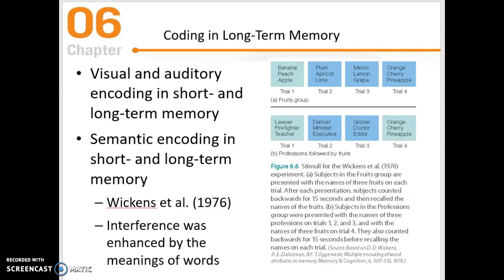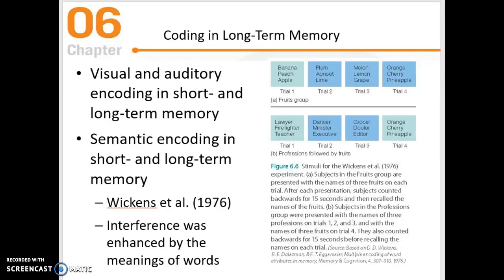You can also refer to page 159, and I will go over a summary of this. There is visual and auditory encoding that happens in both short and long-term memory. There also is semantic encoding, as we talked about semantic meaning having meaning to you. The encoding happens in both short and long-term memory as well.